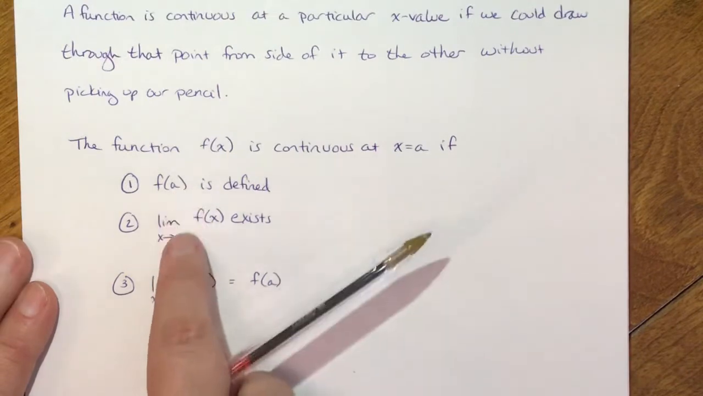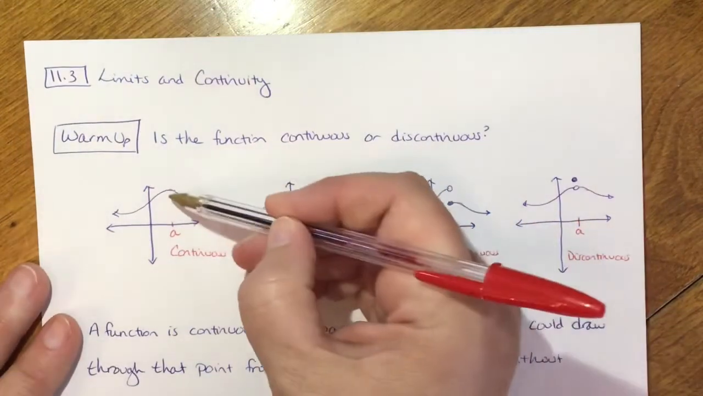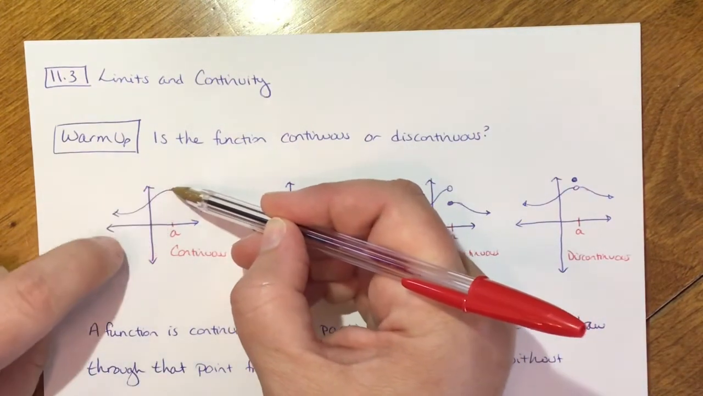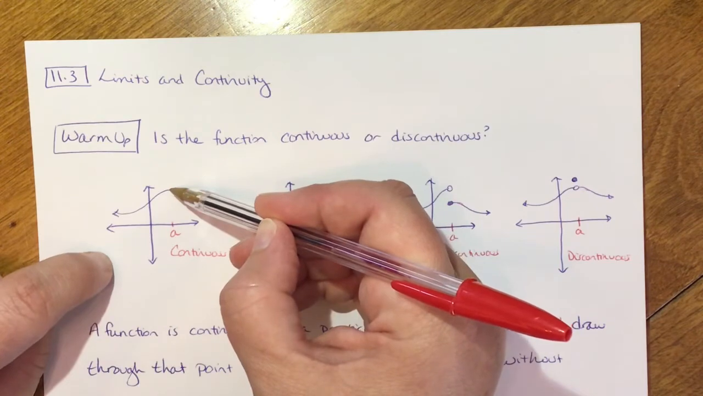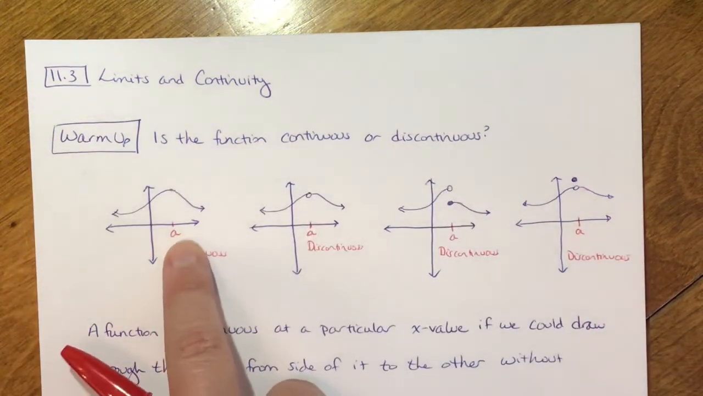So effectively, these first 2 have to be the same value. And that's true here. The actual function value is the same thing that we're approaching on either side. So the value of the function f of a is the same as the limit as we approach a. So it is continuous at x equals a.